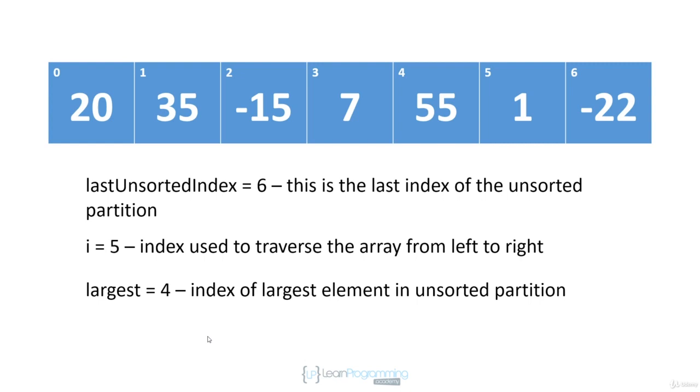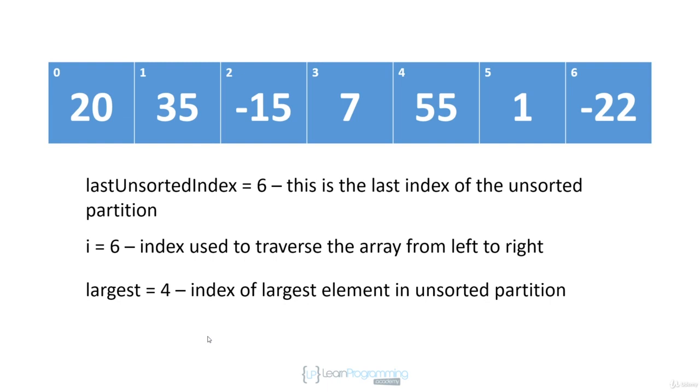We compare 1 to 55. Well, 1 is less than 55, so we just increment I to 6. We compare minus 22 to 55. Minus 22 is less than 55, so we don't do anything. And at this point, I is equal to the last unsorted index, and so we have completed our first traversal of the array.